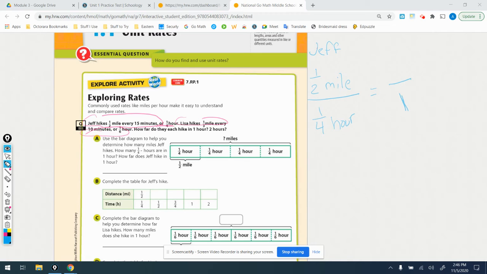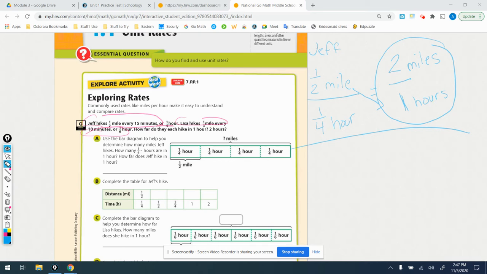So if I were to use that, I'm going to type in the fraction of 1/2, cross multiply 1/2 times 1, which is going to give me 1/2, and then I have to divide that by the fraction of 1/4. That is going to give me a whole number of 2 miles. Make sure that you're using your labels so that you line everything up. So Jeff hikes 2 miles in 1 hour.